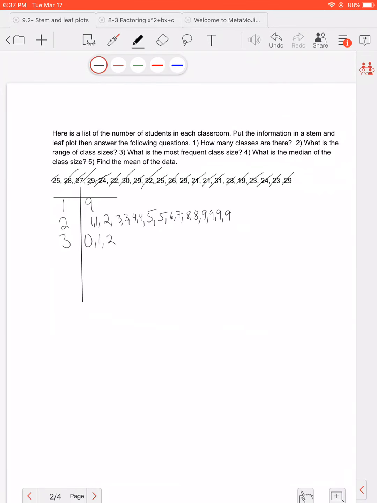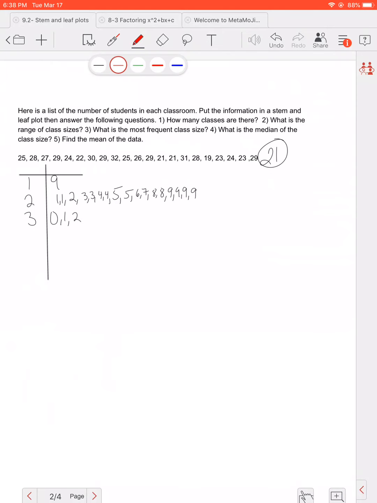So I got 1, 2, 3, 4, 5, 6, 7, 8, 9, 10, 11, 12, 13, 14, 15, 16, 17, 18, 19, 20, 21. So I've got the same amount of numbers. Hopefully they're the right ones. But that can help me kind of just stay in focus. Now we're going to go back and answer all these questions.